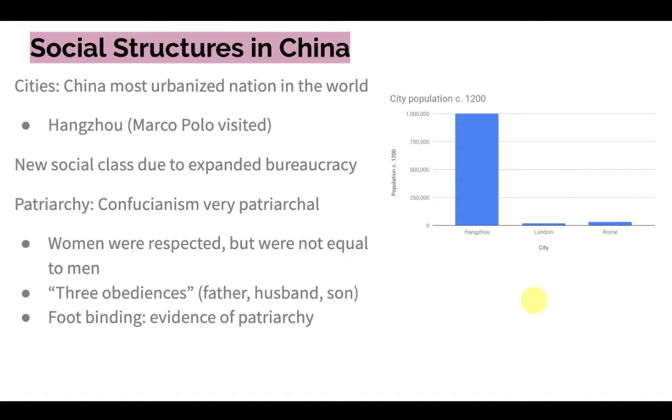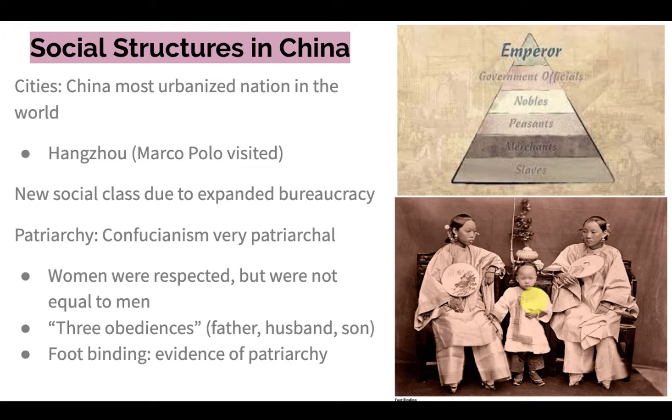Much of this urban expansion was due to the leadership of the government and its officials. As we have learned, the bureaucracy expanded under Emperor Song Taizu, creating a new elite class of scholar officials who had more authority than landowning nobles, shown here on the pyramid at the top.